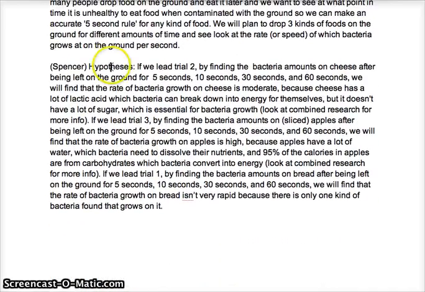Here's our hypothesis. If we drop cheese on the ground for the allotted amounts of times, we want to know what the rate of bacteria growth is. We think that it will be moderate because cheese has a lot of lactic acid, which bacteria can use for energy.